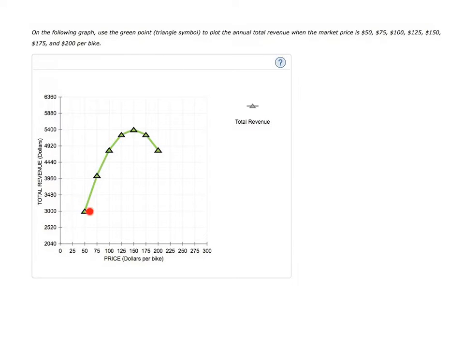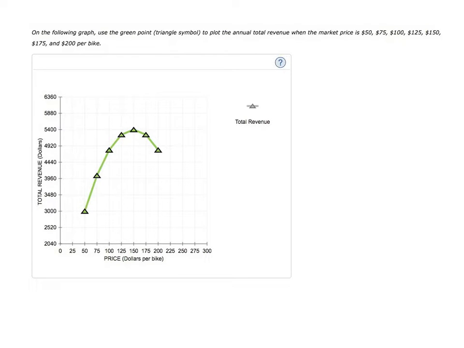So here was the first point that we plotted on the other page. At 100, we sell, I can't remember how many bikes already, but you end up with this total revenue. 75, you end up with this total revenue. So it's based on that demand curve in each of the prices. What's interesting is that the total revenue increases for a while and eventually tops out and begins to decrease.